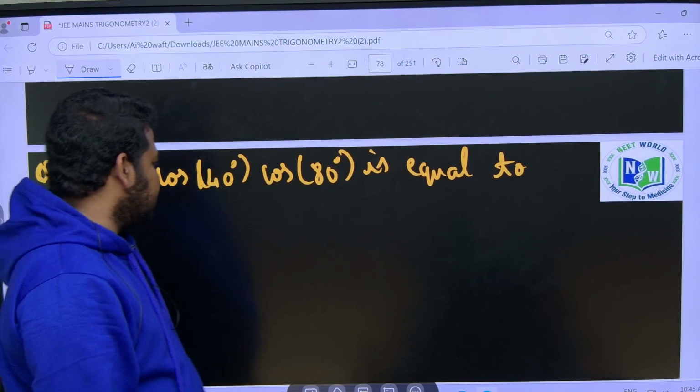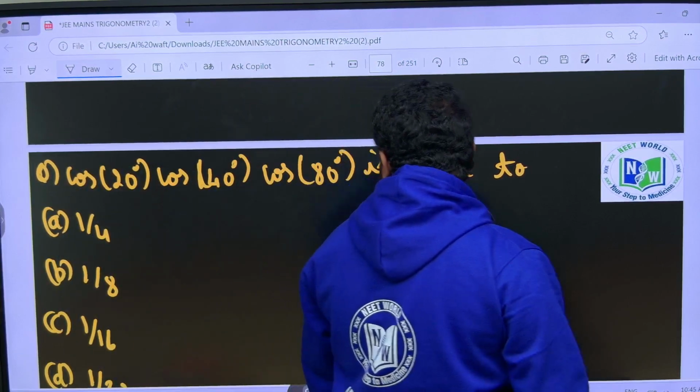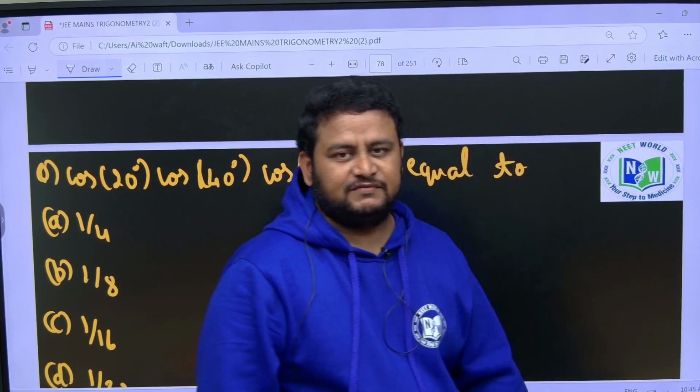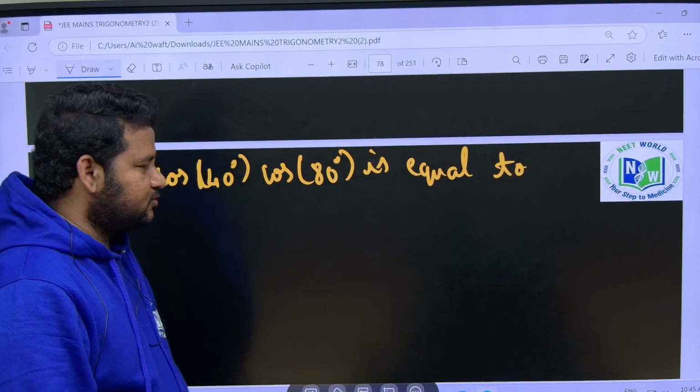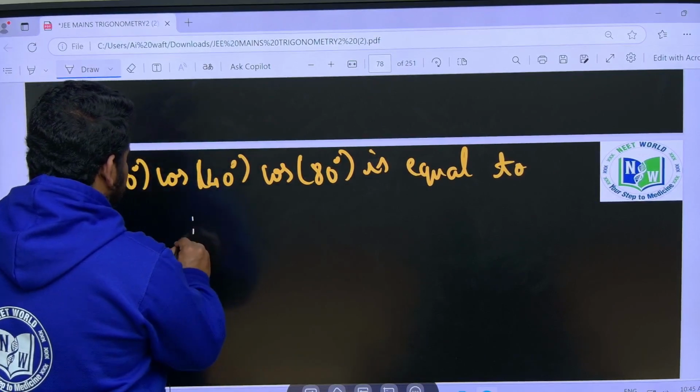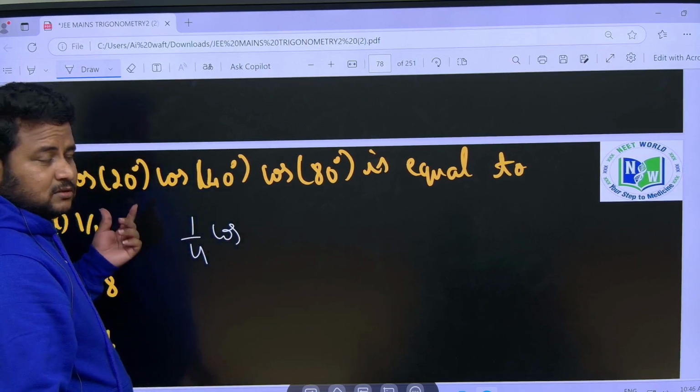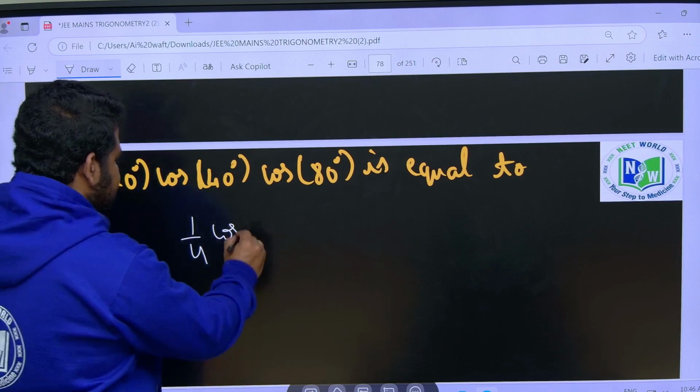Look at this, you can only solve this. This is cos A, cos(60 minus A), cos(60 plus A). Here A is what? 20 degrees, correct? Now this will be equal to 1 by 4 cos 3A, where 3A is 3 into 20, cos 60 degrees.